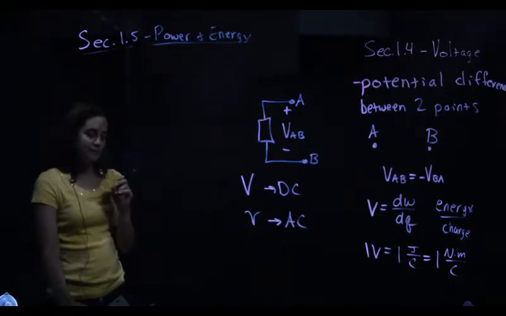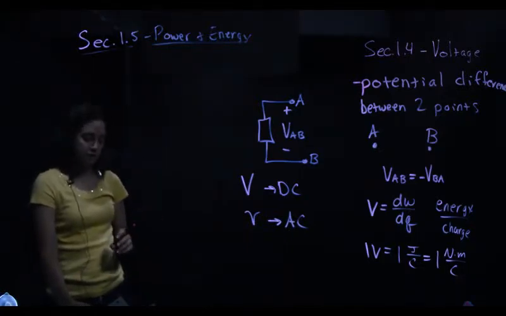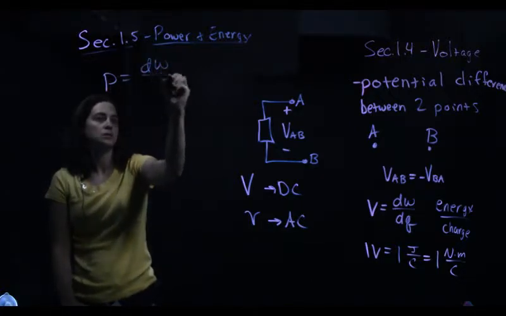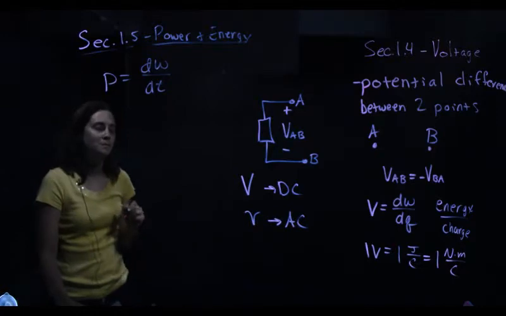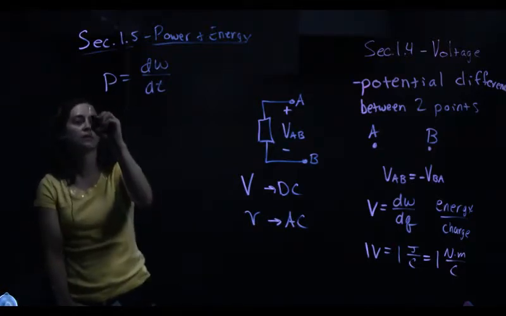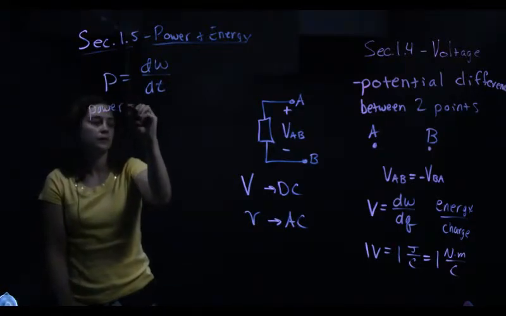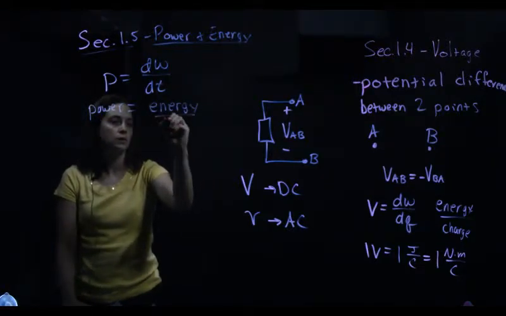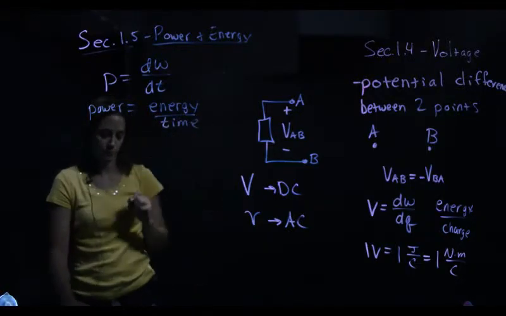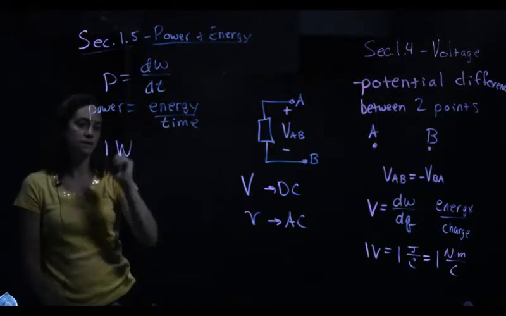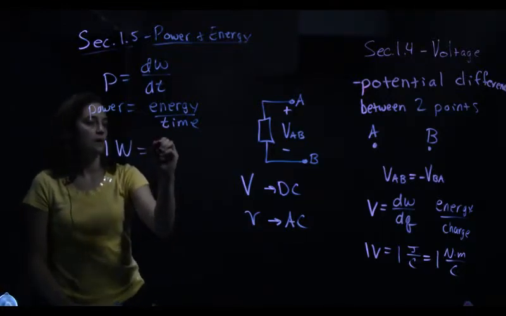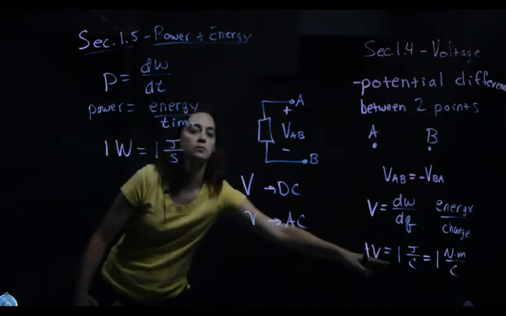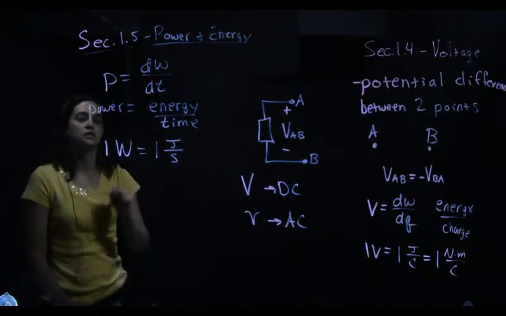Is the time rate of expending or absorbing energy. So time rate of change of absorbing or expending energy. So power is the rate of change of energy with respect to time. Or 1 watt, capital W is our watt, is 1 joule per second. So over here we had joule per coulomb for voltage. Talking about power, it's joule per second.